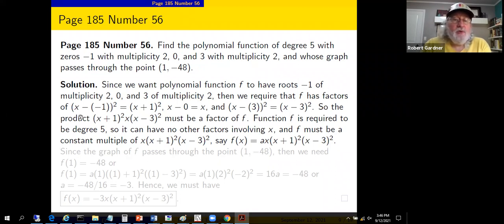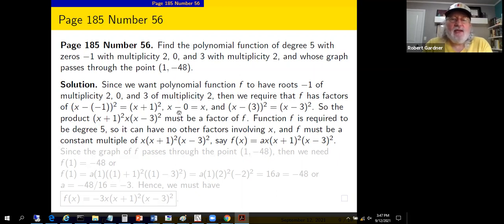So -1 is a root, we'll need x minus -1 as a factor. That is, x plus 1 we'll need as a factor. Of multiplicity 2, so we'll need x plus 1 to the second power. m equals 2 in this case. So x plus 1 squared will give the root -1 of the polynomial function that we're looking for, and it will be multiplicity 2 because there will be an exponent of 2 on that factor.